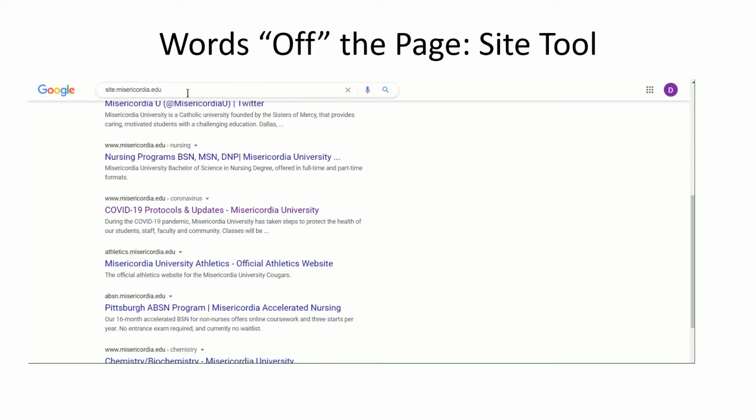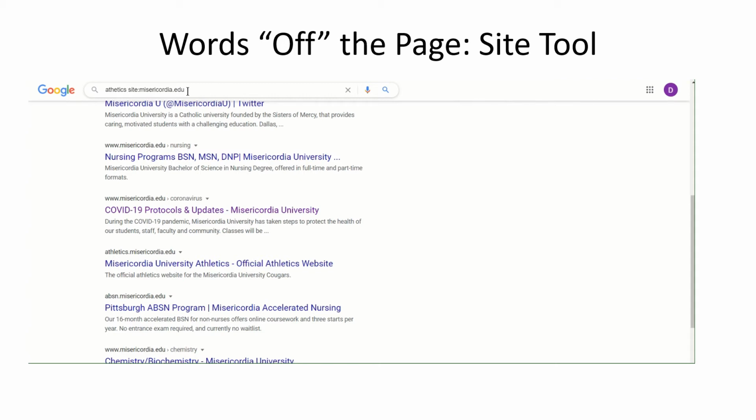Let's say that I'm restricting my search to misericordia.edu. Let me search for the word, as I've always searched, let me spell it right, let me search for the word athletics. So at this point, when I put the word athletics in front of the word site, that site tool, what I'm doing is I am saying, let me search like I always have.